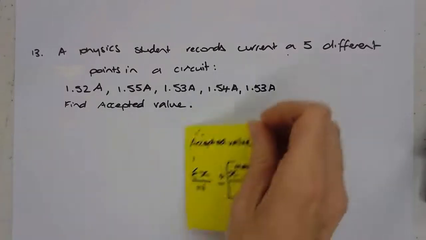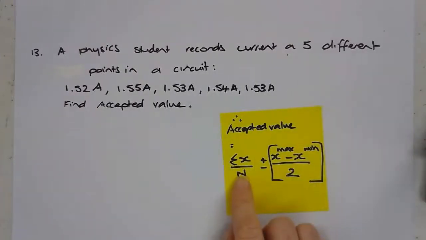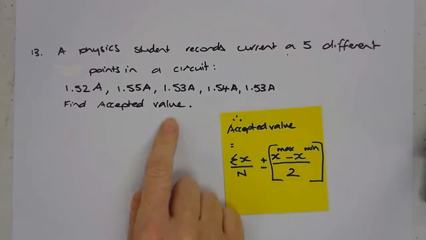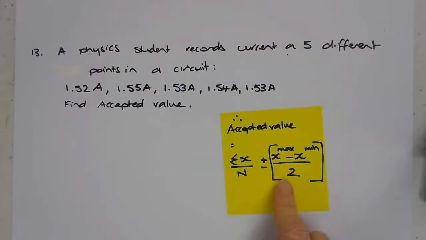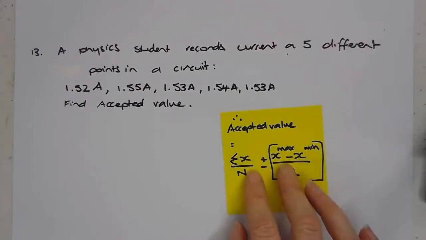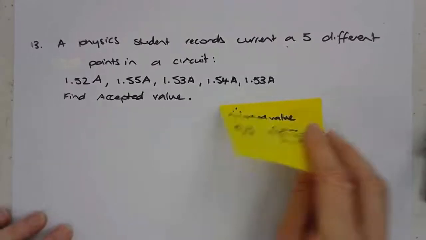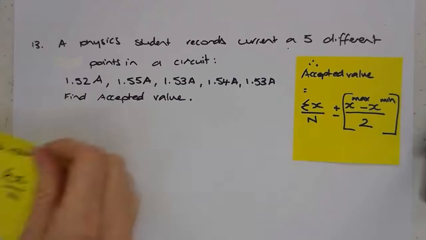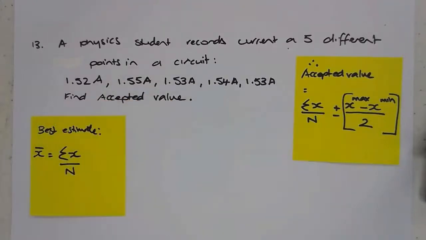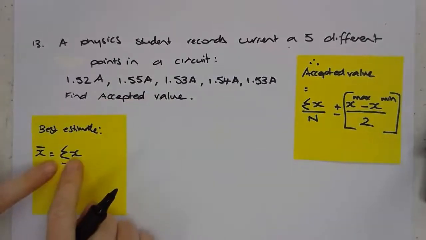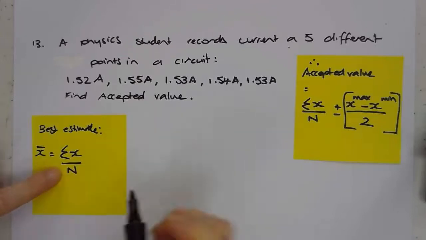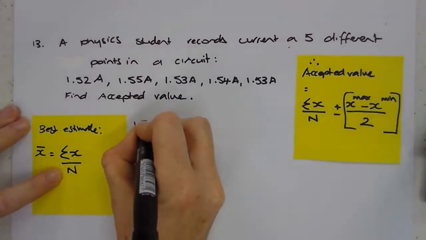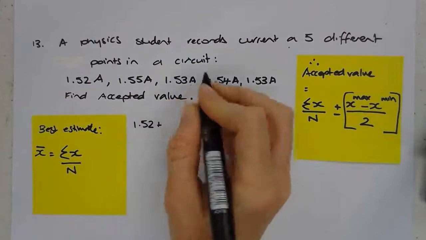If we remember back, our accepted value is our best estimate plus or minus half the range. So to find my accepted value for this question, I need to use the data set to find both of these 2 things separately. Just put that one to the side. We're going to find our best estimate firstly. To find best estimate, we're talking about adding up all the data set and dividing by the number of values. The long way around, of course, you'd probably do this on your calculator.